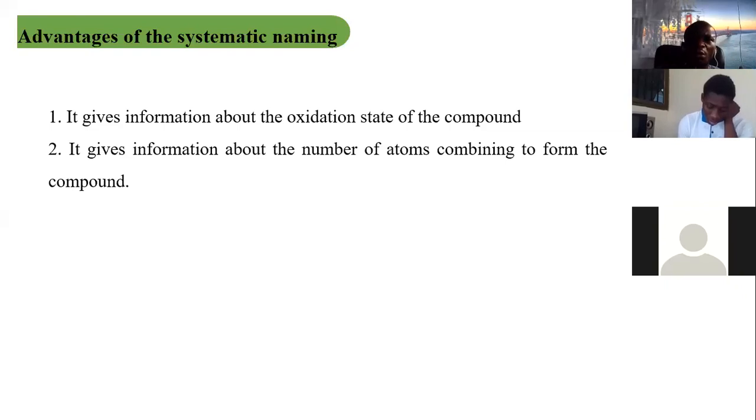It also gives information about the number of atoms combining to form the compound. Once a name like sodium chloride is given to you, you can actually tell how many elements are combining to form that compound if you understand the IUPAC system of naming compounds correctly. If I give a name like sodium trioxocarbonate(IV), you can actually tell the number of atoms that are combining to form that compound. So that's one thing the IUPAC system of nomenclature reveals to us.